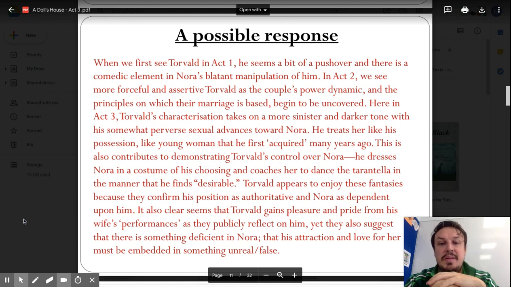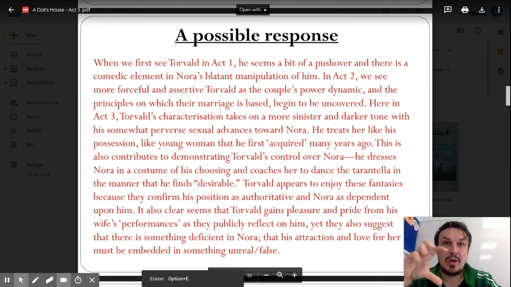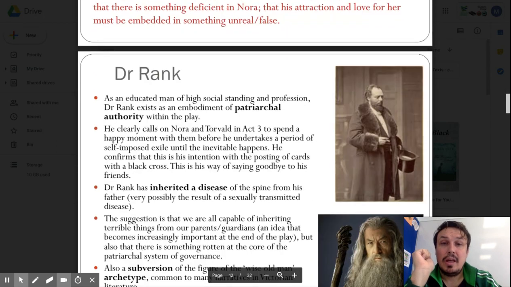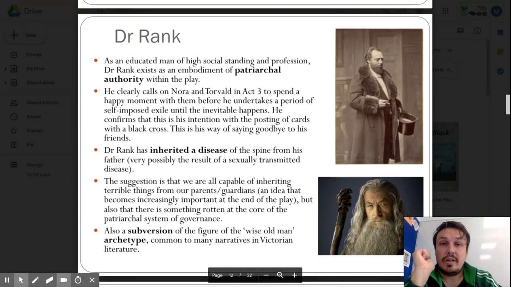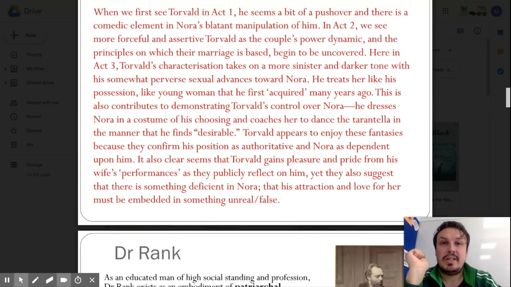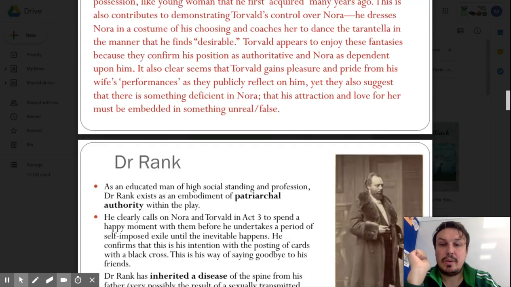Attraction and love for her seem to be embedded in something false, something unreal. All right. So again, we're working strongly in the theme of appearances versus reality here. Okay. So can you make detailed notes on this? Because it's a major thematic element to A Doll's House. It's probably the most important one. I don't need to pause there, but just make sure that your notes are comprehensive and detailed on this point. I think we've explained it in quite a bit of detail.